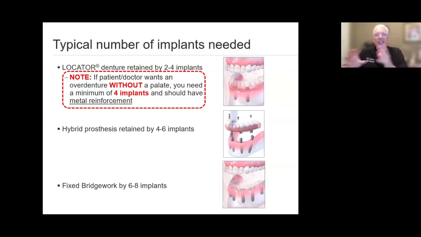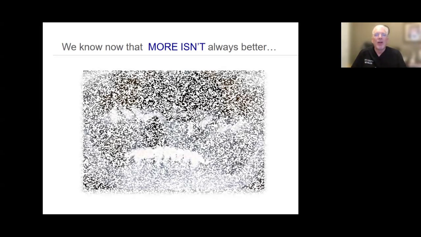So that's not our topic today. I've got a lot more information about that. NDX has it on our website and our education website. I'll have a lot of webinars fully narrated to walk you through that option. And then fixed bridge work, if you want something more like crown and bridge, you need more implants.